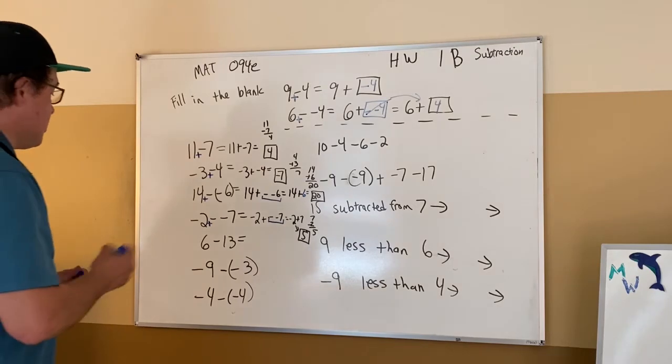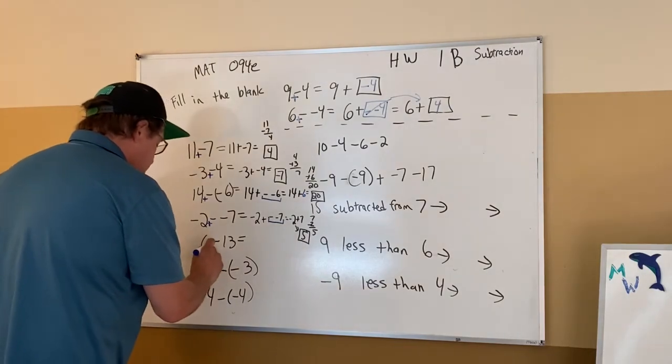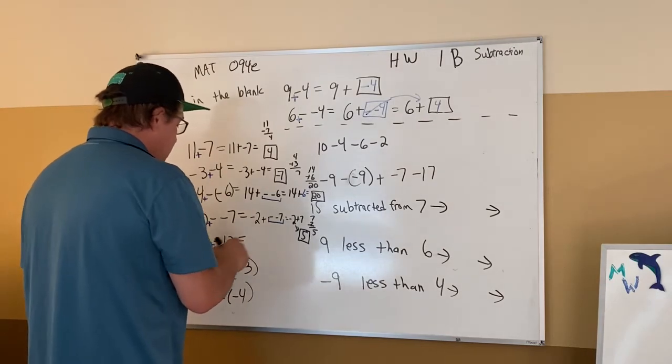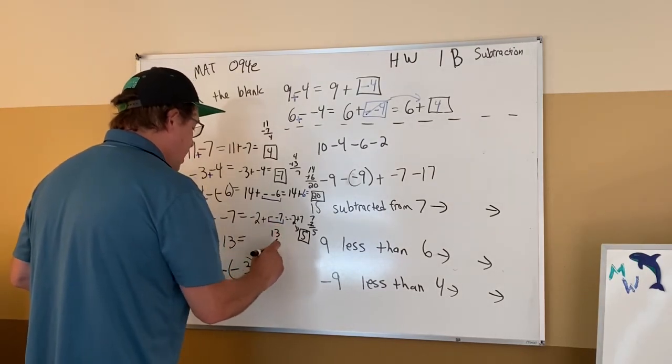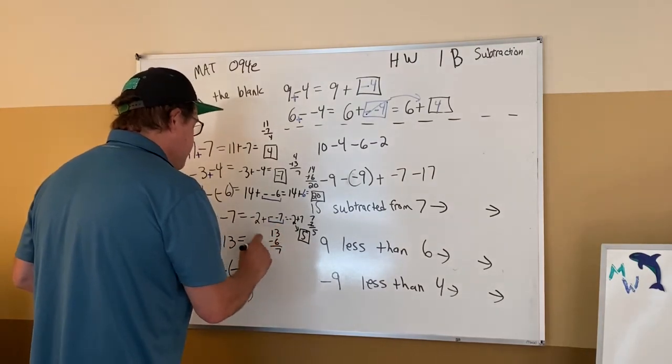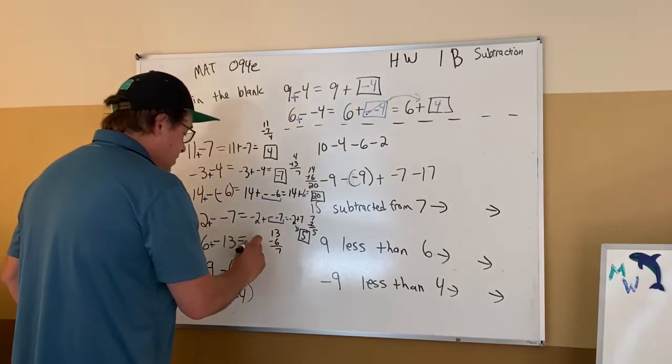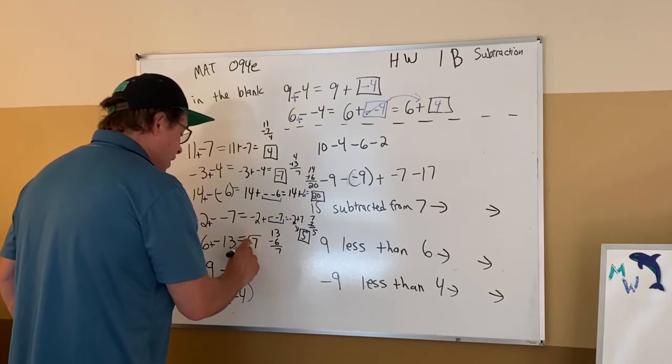6 minus 13. Behind the 6 goes a plus sign. 6 plus negative 13. At this point, we can see that we have a 13 and 6 with opposite signs, so we get the difference of 7 for our magnitude, and the stronger 13 has a negative sign, so our 7 will be negative.